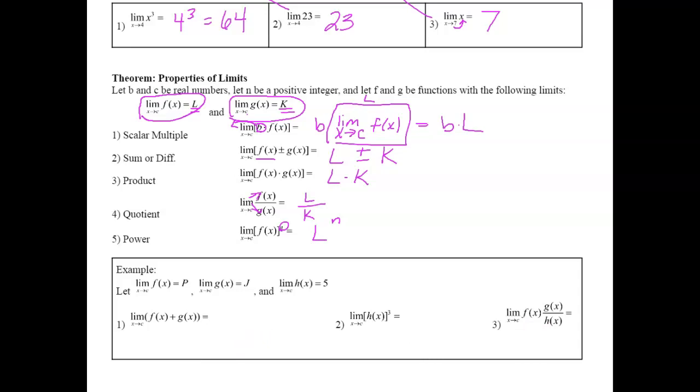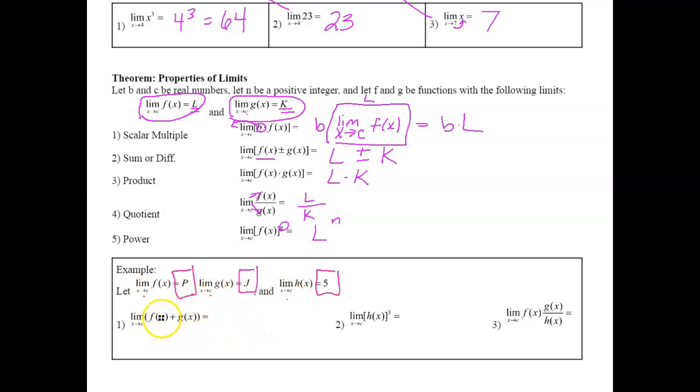So let's look at our next examples. These are going to be in general. They're going to tell us that the limit of f is p, the limit of g is j, and the limit of h is 5. These are just known. We don't care what the functions are, and they all have the same target. That will be the case. We're not going to try to trick you, okay?